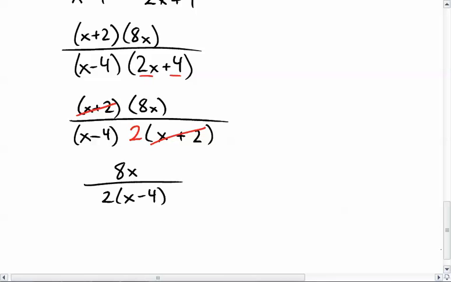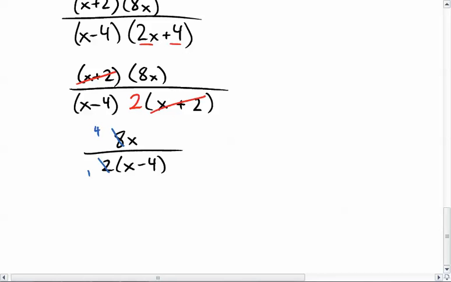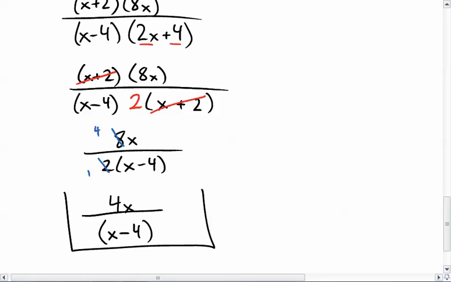Okay, and both 8 and 2 can be divided by 2. So I'm just going to take 2 divided by 2, I'm left with 1. 8 divided by 2 is 4. So instead of having 8x over 2, I can also write that as 4x over 1. So in the end, I get 4x over x minus 4. That's the simplest form of the answer.